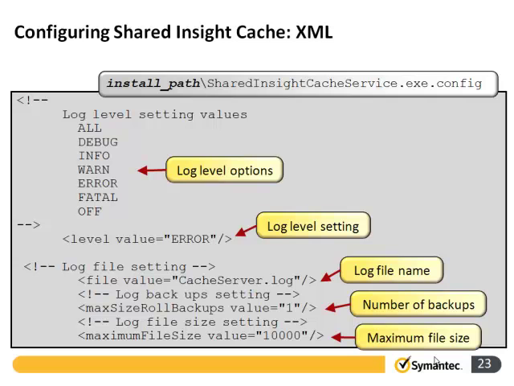We can configure the Shared Insight Cache, and here we're looking at the XML file with the settings that have been set up within the installation. We can see the log level settings and the log file name. We can see the number of backups and the maximum file size we have currently set up.